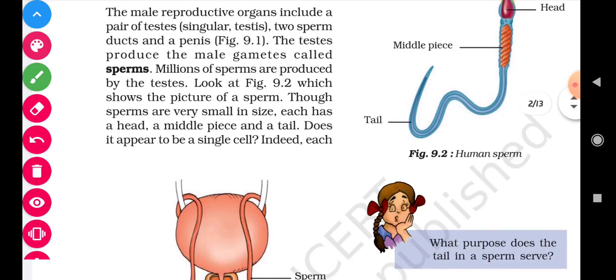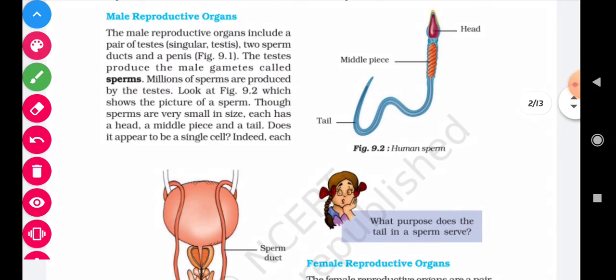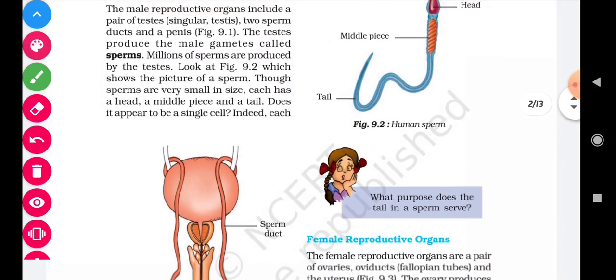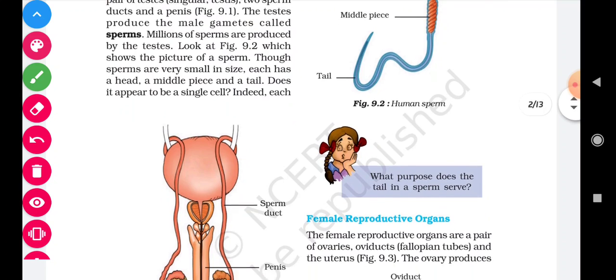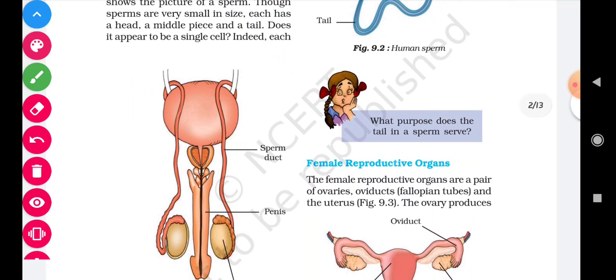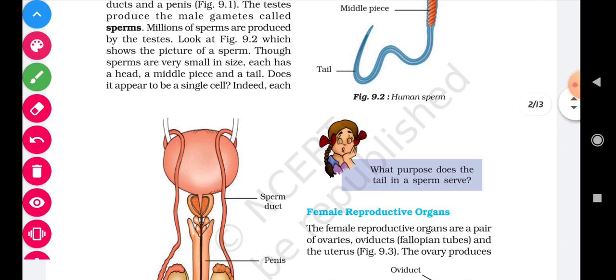So here students, male gametes are considered sperms. Millions of sperms are produced by the testis. Look at figure 9.2. So students, here is the male reproductive system in which this is the sperm duct which is connected to the testis, and from this the sperms are produced.